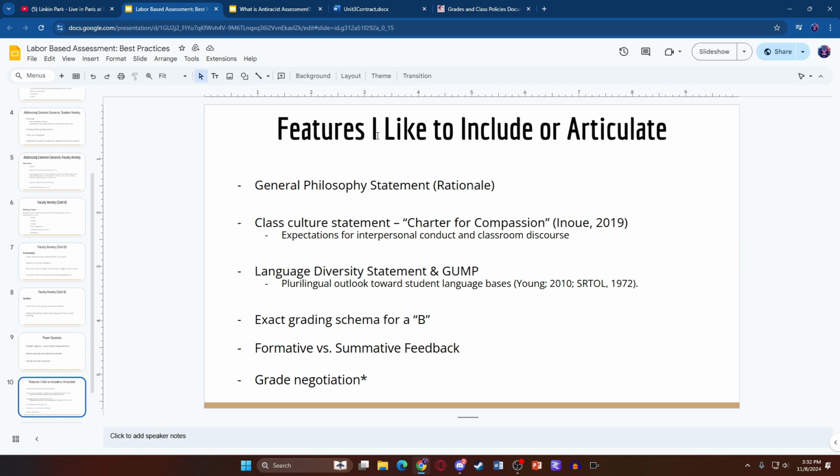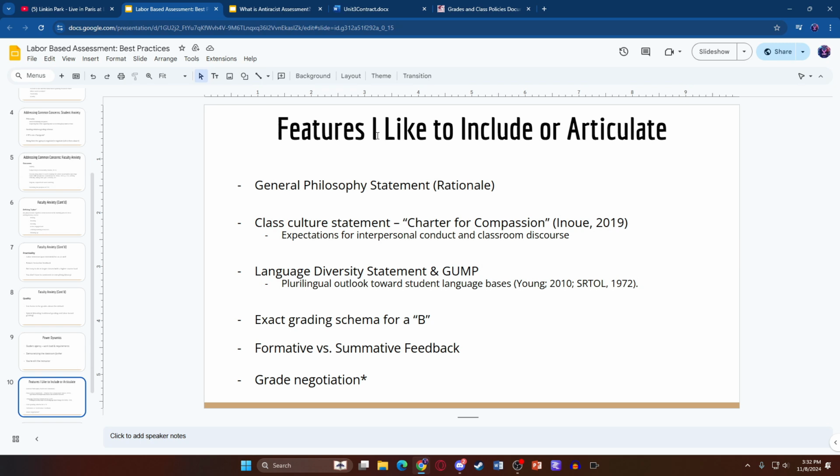There are some things that I'm a little rigid about, like just using spell check is a pretty basic one for me, but even there I'm pretty flexible. Again, I always have an exact grading schema for what constitutes a B. I explain the difference between formative and summative feedback. And then grade negotiation is always a part of my labor-based grading contracts.